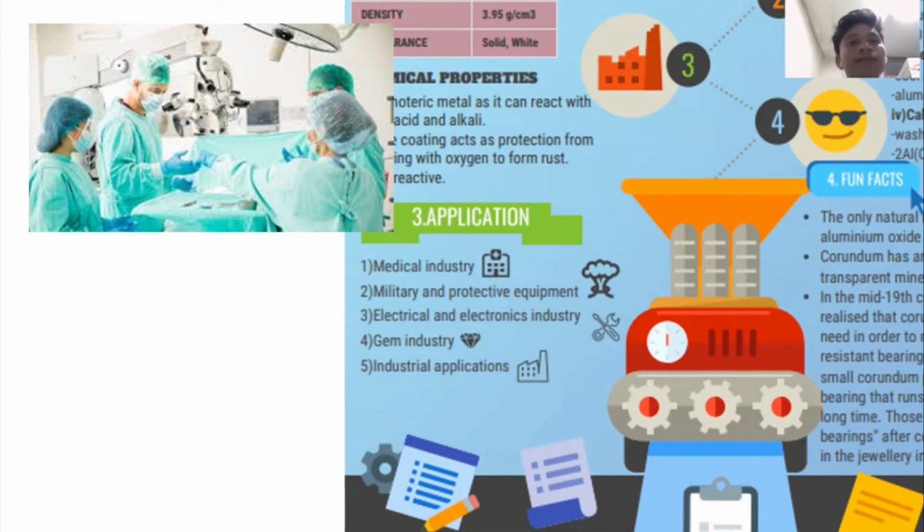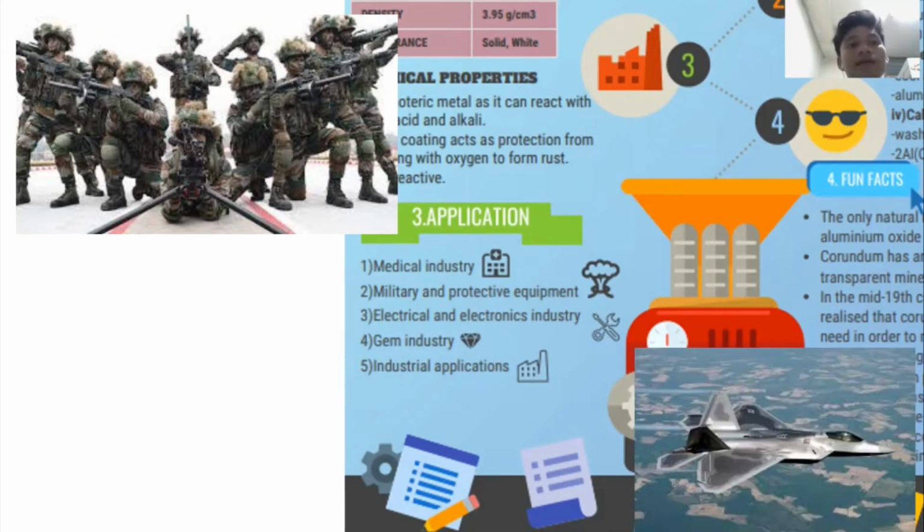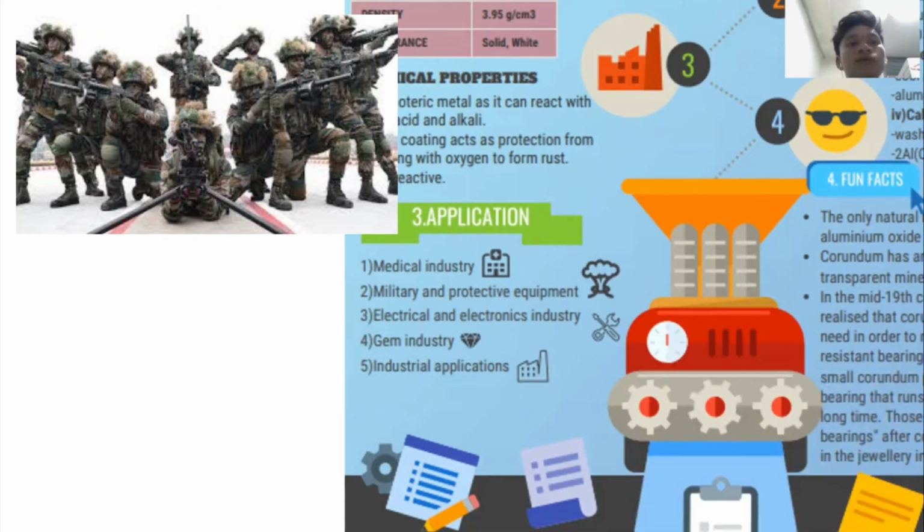So next, military and protective equipment. Aluminum oxide's strength and lightweight qualities contribute to enhancing body armor like breastplates, as well as vehicle and aircraft armor, which is its biggest market. Aluminum oxide is also used in synthetic sapphire bulletproof windows and ballistics.